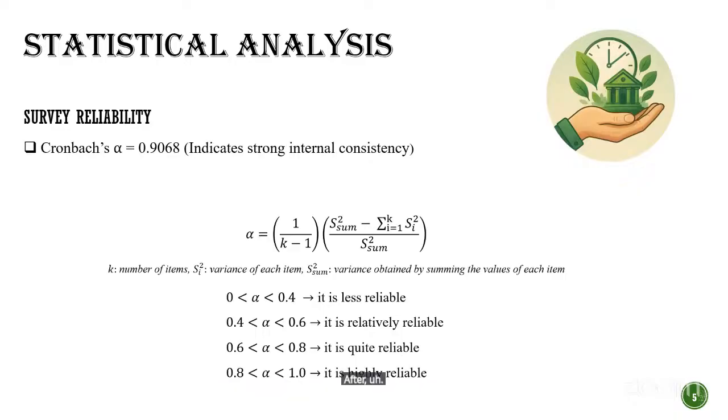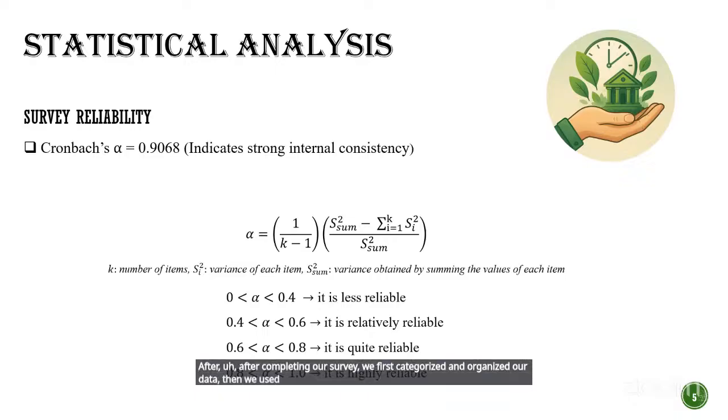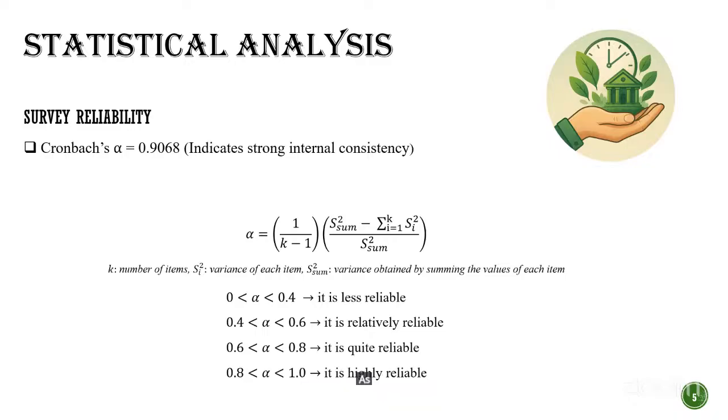After completing our survey, we first categorized and organized our data. Then we used the Cronbach's alpha test to test the reliability of the survey before starting our statistical analysis. As a result of the test, we achieved a very high level of reliability, more than 90% reliable, and thus we started to conduct our tests.